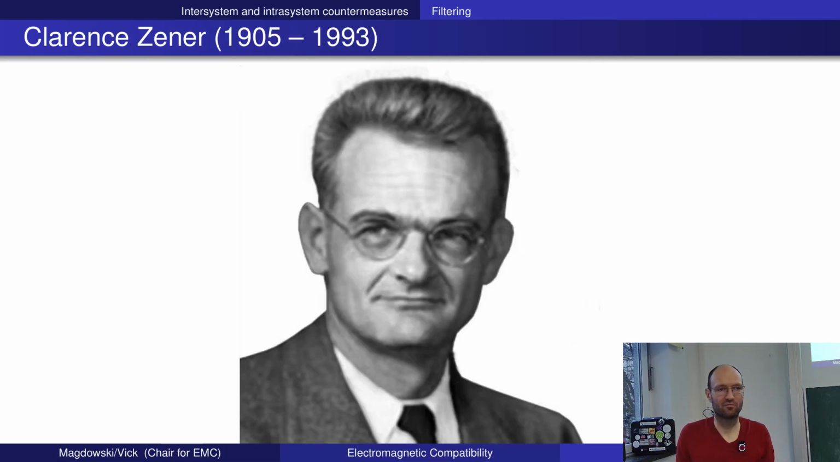These diodes are named after Clarence Zener. He was an American engineer and physicist who made this invention and findings in the 1940s, 50s and 60s.